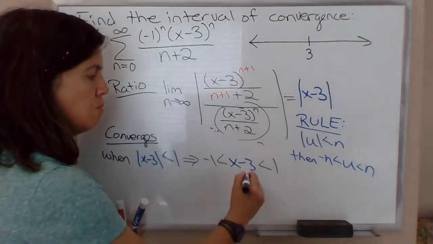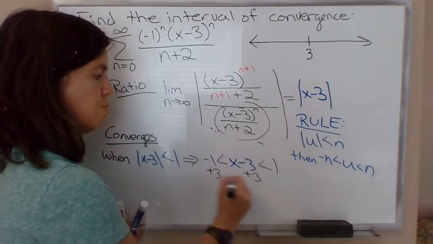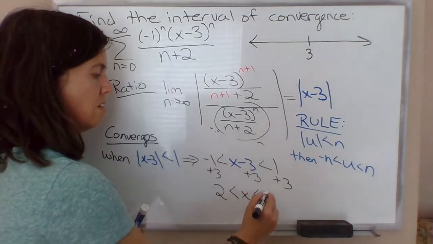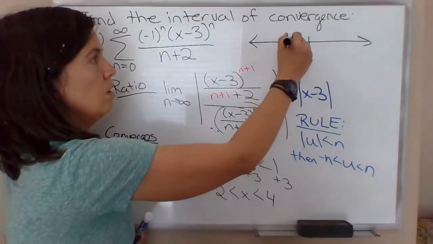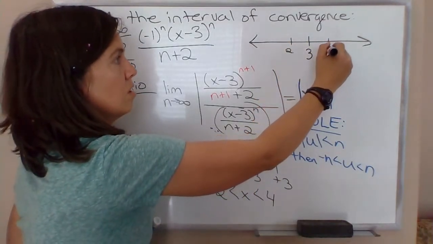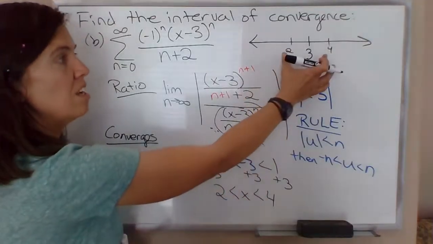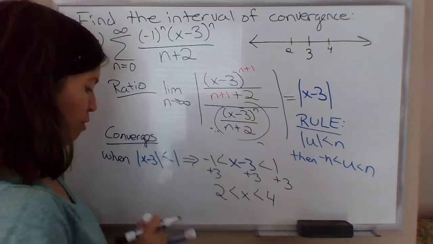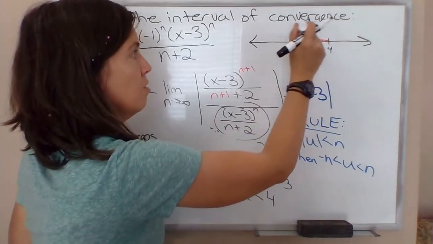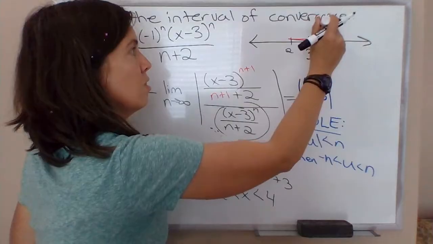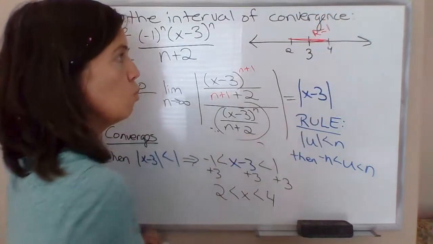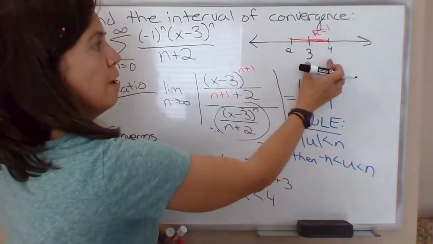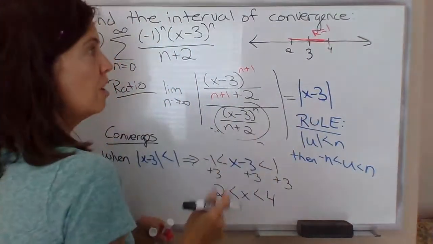And then if you add 3 across all three parts of this inequality, you have 2 is less than x is less than 4. So the interval of convergence goes from 2 to 4, which is good to see because that's an interval that's centered around 3. The radius of convergence, how far it extends out, is 1 in this case. Radius of convergence is just how far out from the center does the series converge.